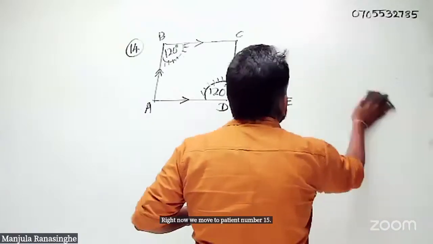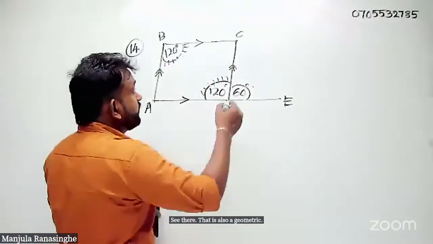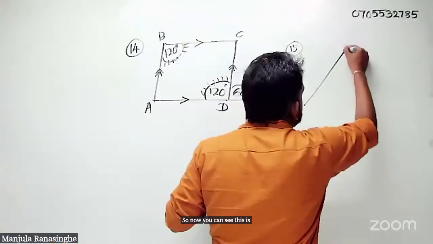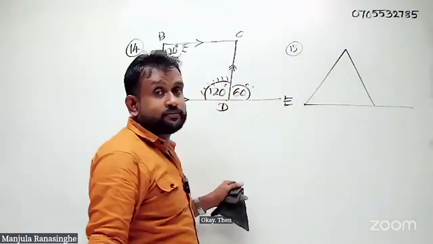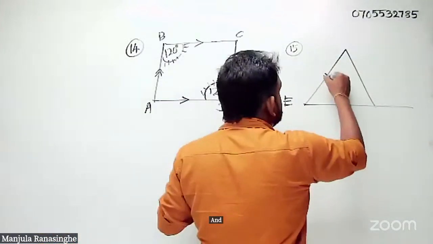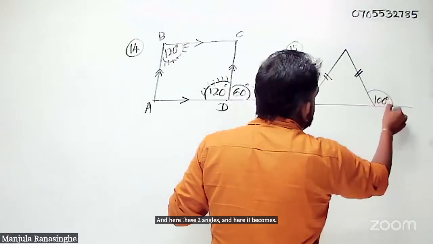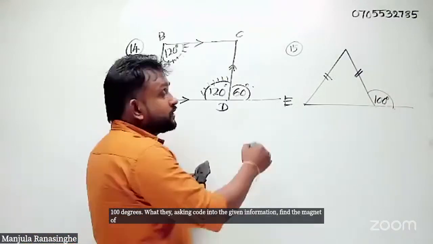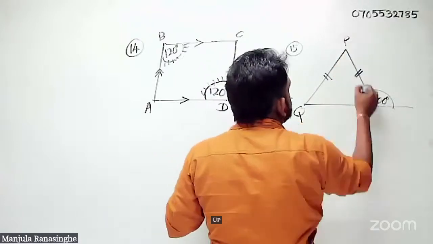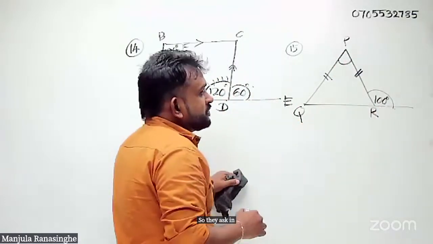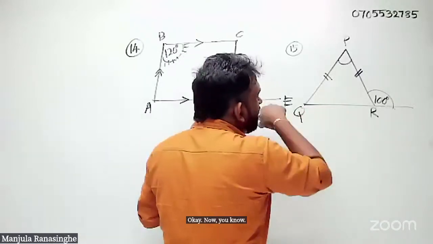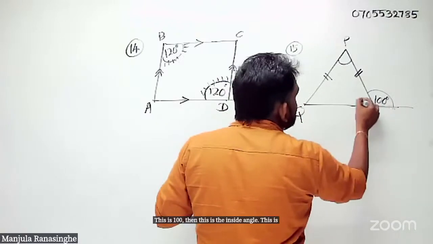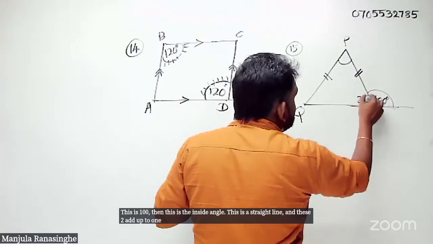Now we move to question number 15. That is also a geometry question. You can see this is a triangle, then this is the extended side, and here these two angles are equal, and here it is 100 degrees. According to the given information, find the magnitude of QPR. So they are asking for this angle. If I mark this as 100, it is a straight line with the inside angle, so these two add up to 180, so this is 80 degrees.